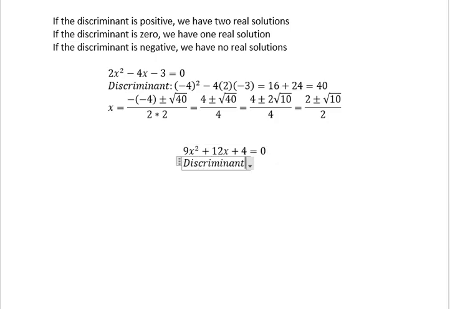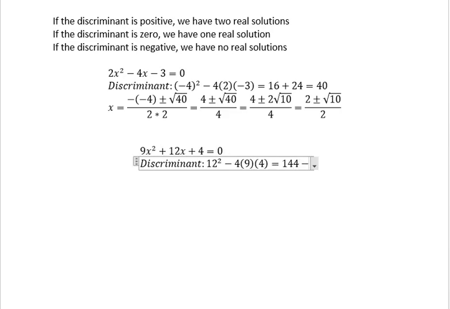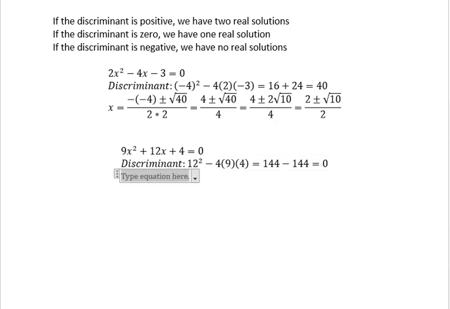Let's find the discriminant again. We have 12 squared minus 4 times 9 times 4. All right, 12 squared is 144 minus 4 times 9 is 36 times another 4 is 144. Gives me 0. Well, that's convenient. Let's go ahead and plug that back in. x equals negative 12 plus or minus the square root of 0, which was my discriminant, all over 2 times 9.